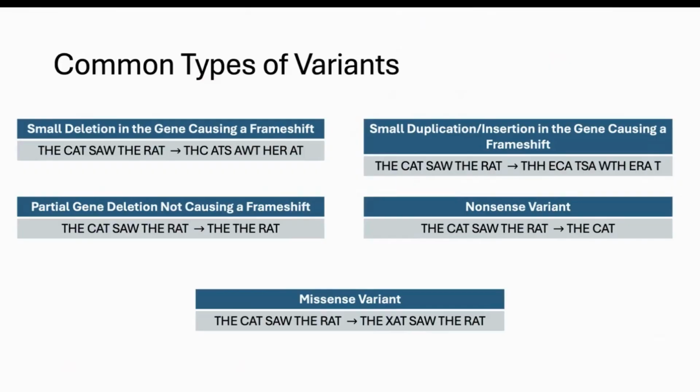For a partial gene deletion not causing a frame shift, this shows a deletion where the words "cat" and "saw" are deleted. So here, a big chunk of that sentence is taken out, and we have lost the meaning of the sentence. For the nonsense variant, the sentence ends before it should, and then for the missense variant, we are changing one letter or word. The C in "cat" was changed to an X, and the sentence doesn't make sense even though the other words are unchanged.